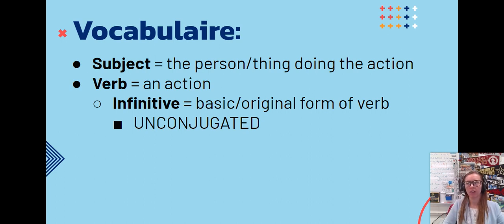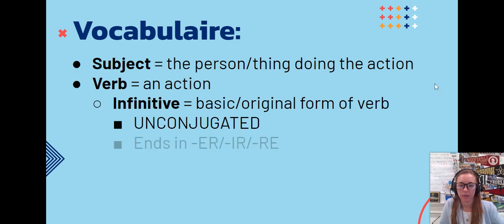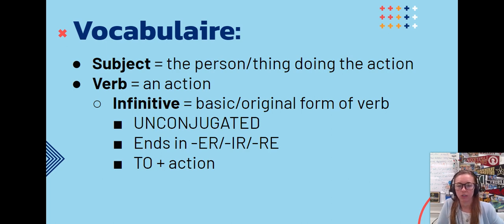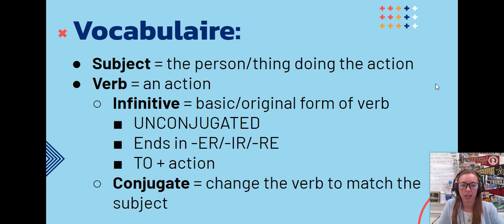So we got to think of infinitives and conjugations. They are opposites. And we're going to learn what it means to conjugate today. In French, you will know the verb is an infinitive because it ends in er, ir, or re. That's how you can tell when you look at a verb that it's an infinitive. And in English, it's translated as to plus the action, like to jump, to throw, to play. So what we're going to learn today is the process of conjugating. And what it means to conjugate is to change the verb to match the subject.